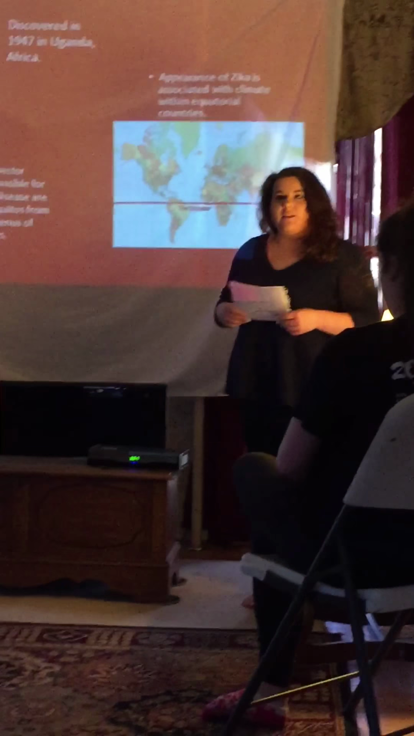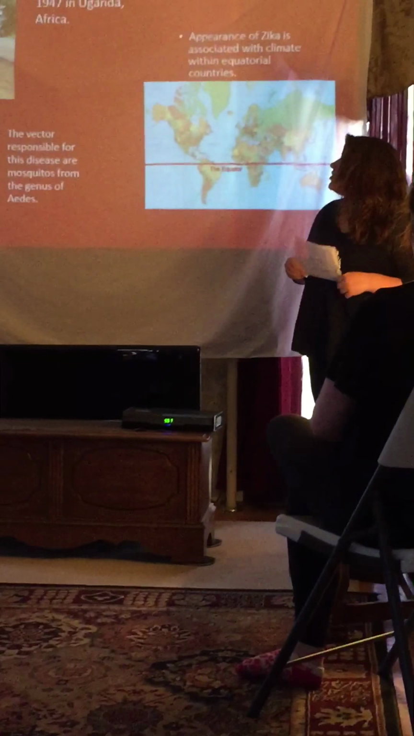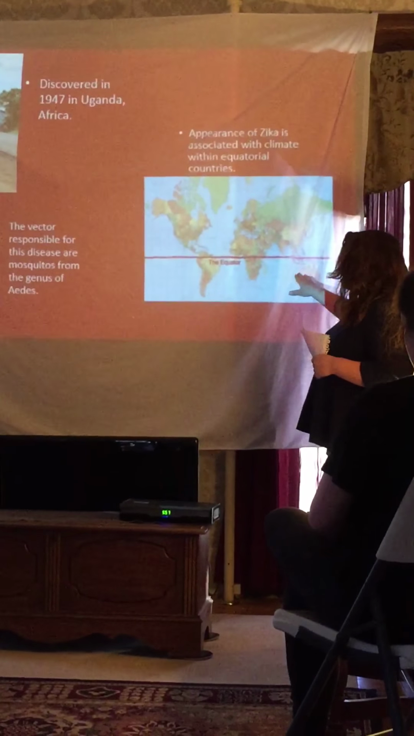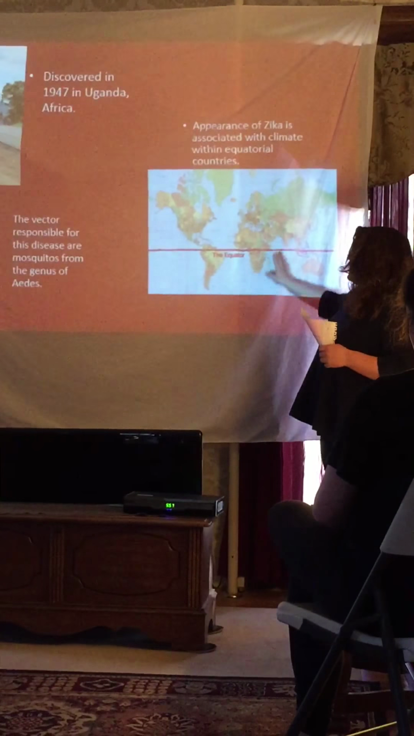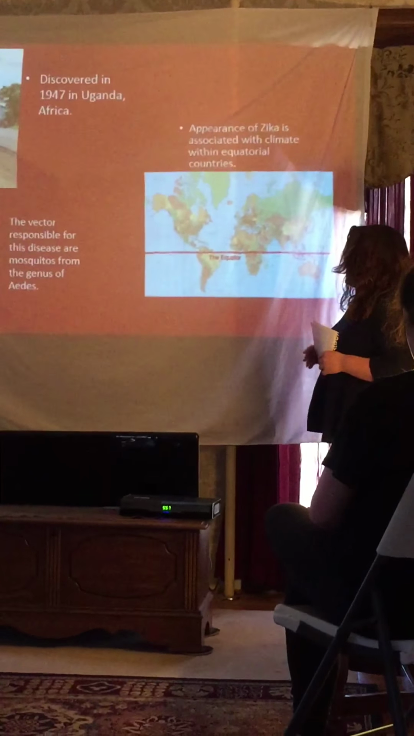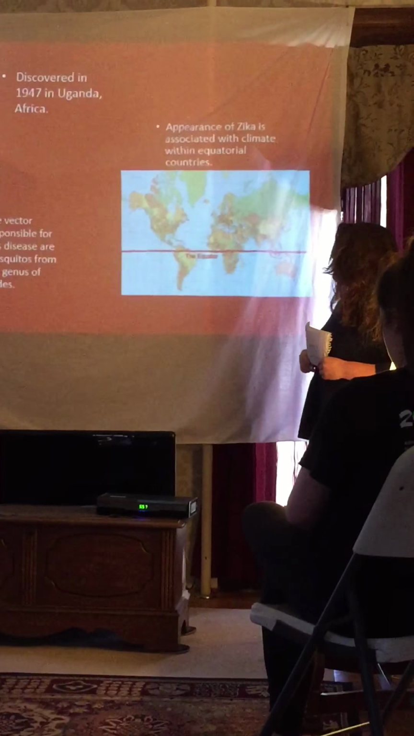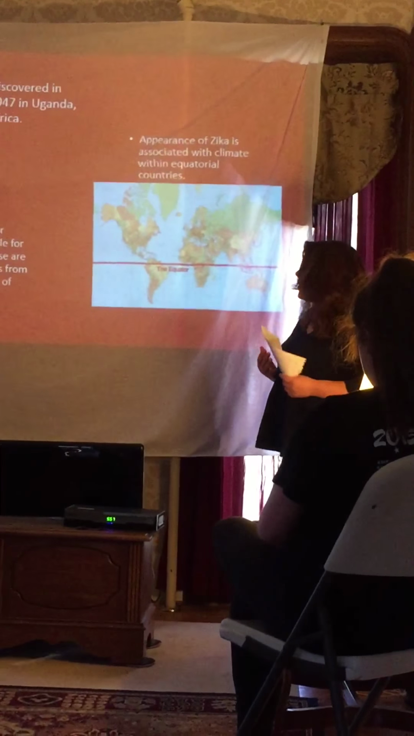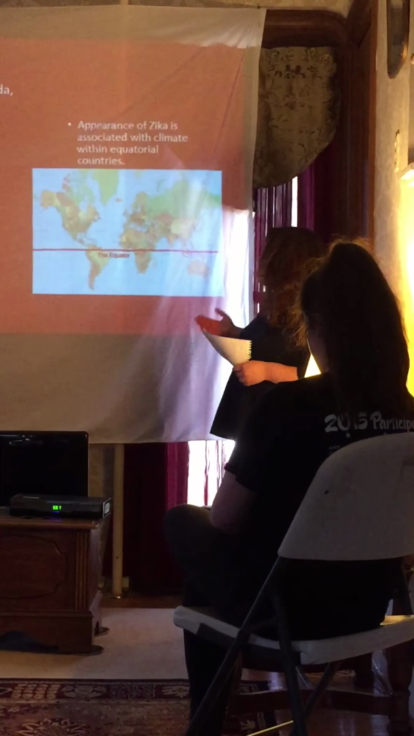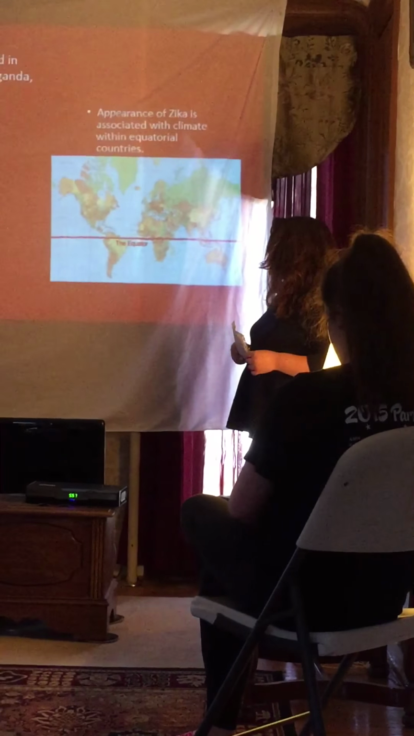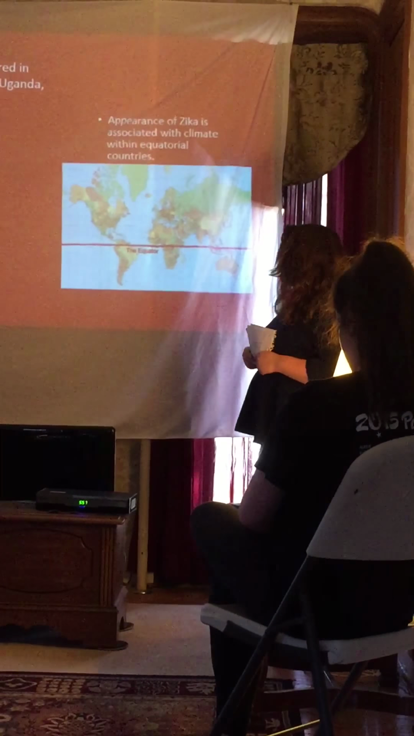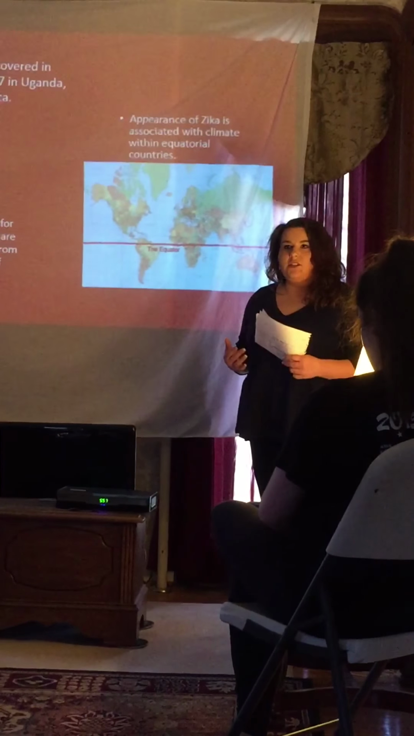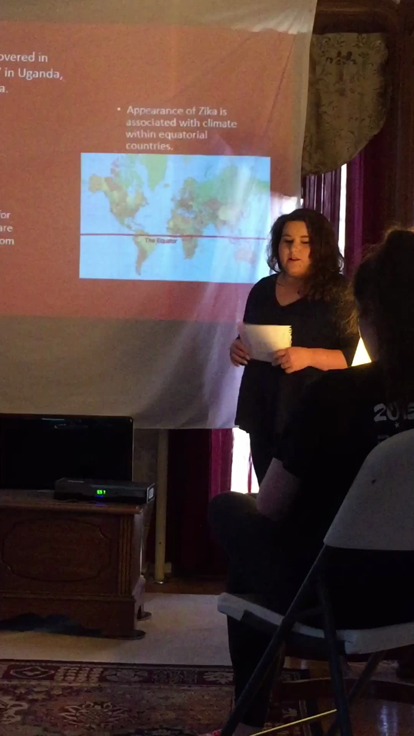Now, the appearance of the Zika virus is associated with climate change within equatorial countries. Right here on the map, there's this red line, and this is where the equator is. This is Africa, and this is South America, and this is where the Zika virus originated from. Within these countries, they usually have hot and humid climates, which is where mosquitoes thrive. These conditions are perfect. The vector most responsible for this is the Aedes genus of mosquito. They are known to survive harsher conditions, which makes it more feasible for the virus to spread.